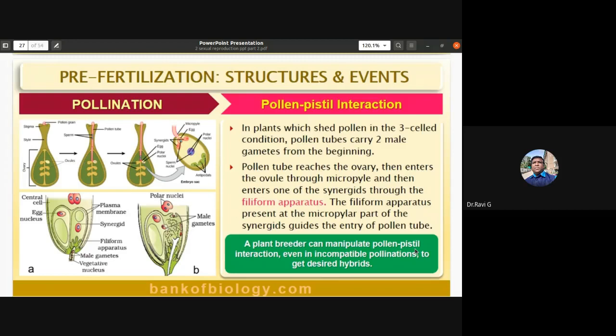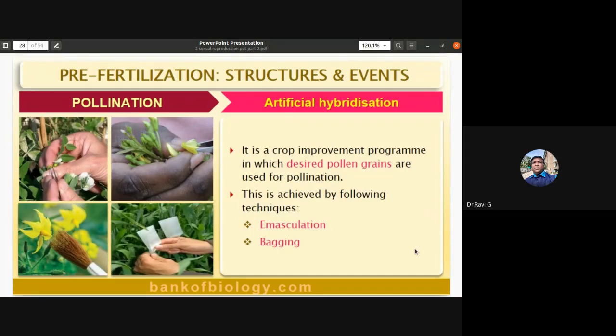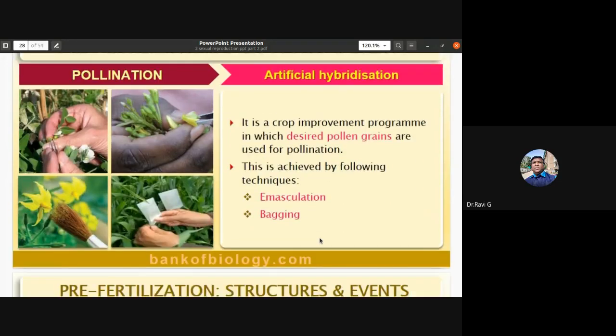That is manipulation, which we'll not discuss in this topic. So, artificial hybridization is a crop improvement program in which desired pollen grains are used for pollination. You should remember this. Artificial hybridization is a crop improvement program in which desired pollen grains are used for pollination.